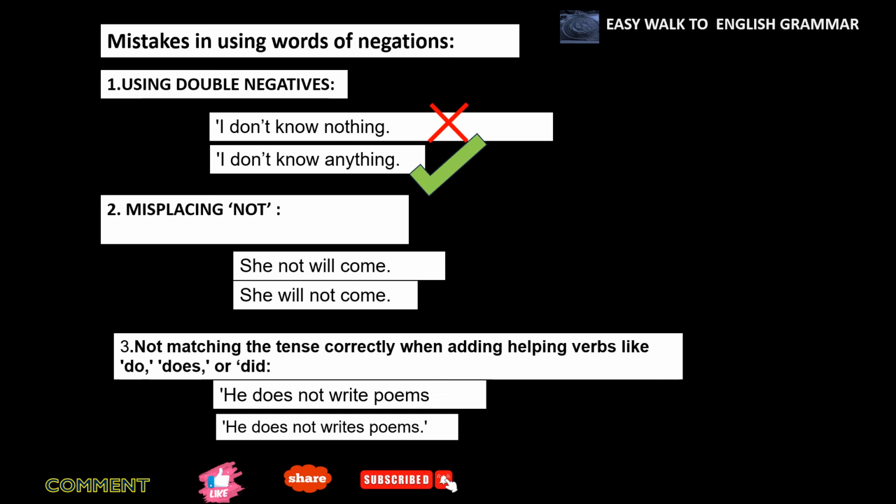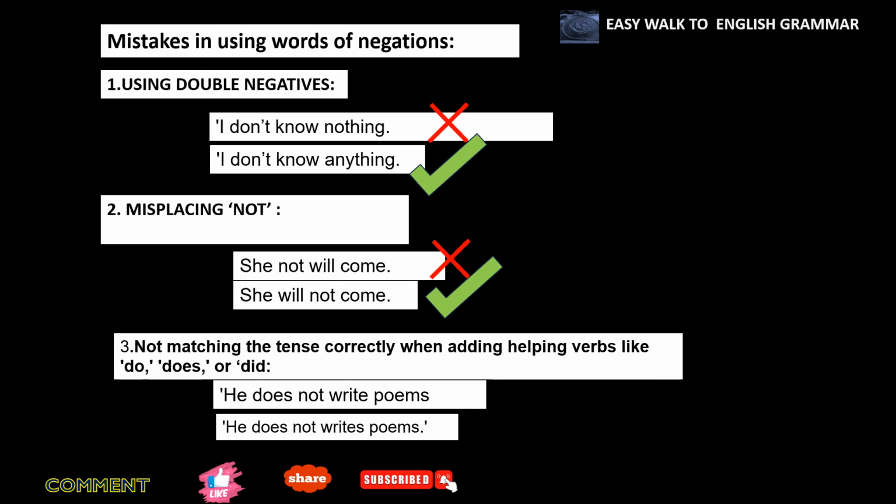The second mistake is misplacing not in the sentence. Not should always come immediately after the auxiliary verb or modal verb. For example, in the sentence, she will not come, not is correctly placed after will. But if you say she not will come, it's wrong because the word order is incorrect.